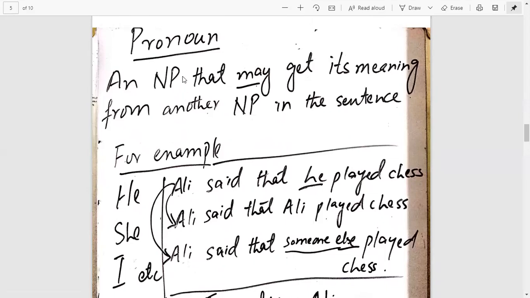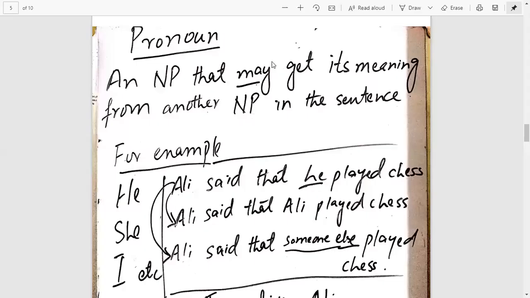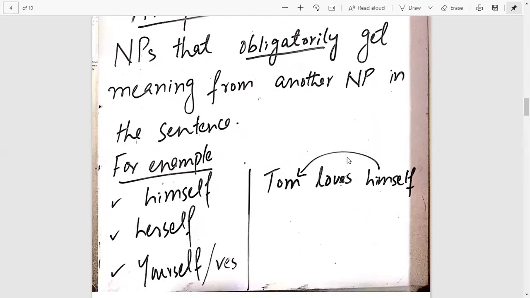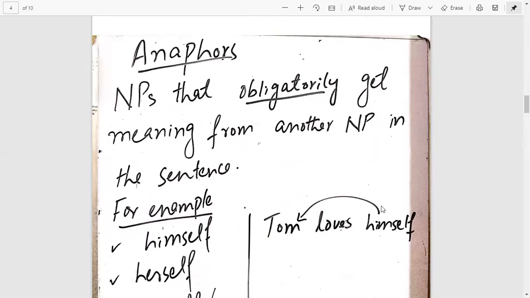So the third point in the binding theory, or the third basic point of this theory, is pronoun. So here, what happens with the pronoun in the syntax? An NP that may get its meaning from another NP in the sentence. So in the case of pronoun, we use may. So we can say that this is such a noun phrase which may or may not get its meaning from another noun phrase in the sentence. Whereas in this case, it was obligatory for the anaphor to get its meaning from another noun phrase in the sentence, like Tom, right?